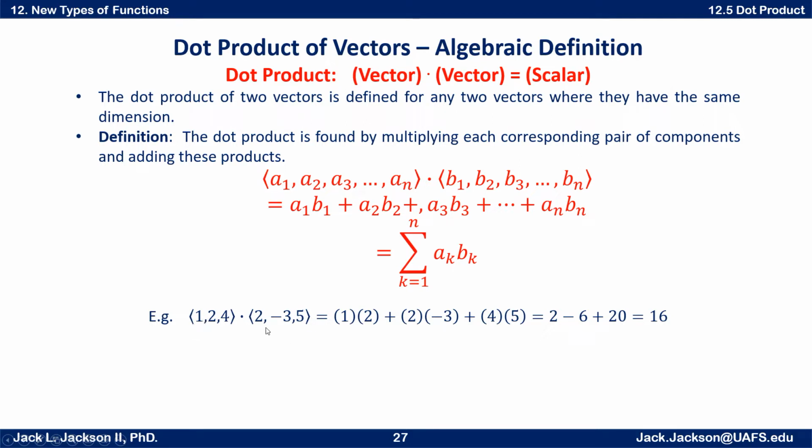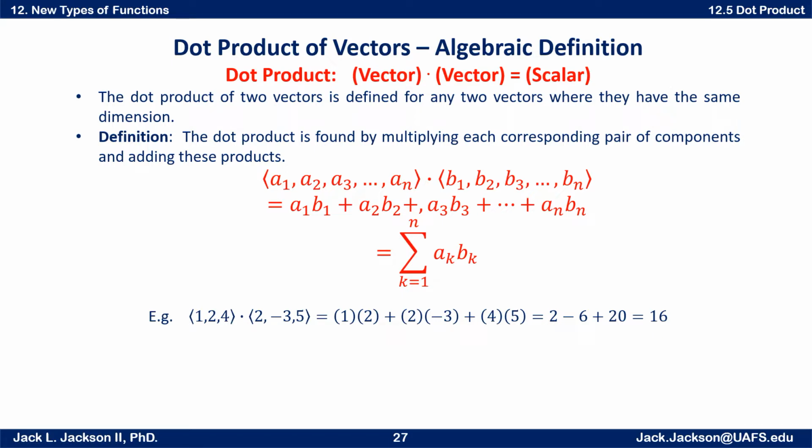So here's an example. If you take the two 3D vectors here and do the dot product, we have the vector 1, 2, 4 dot with the vector 2, negative 3, 5. And so we just do it like this: 1 times 2 plus 2 times negative 3 plus 4 times 5. 1 times 2 is 2, 2 times negative 3 is negative 6, 4 times 5 is 20, and if you add those together, you get 16. Notice that the answer, once again, is a scalar.